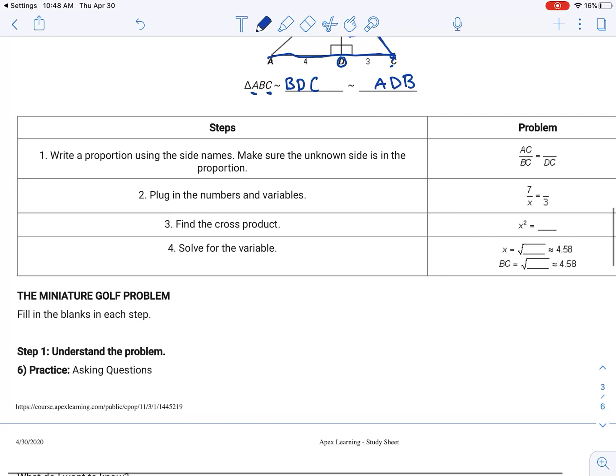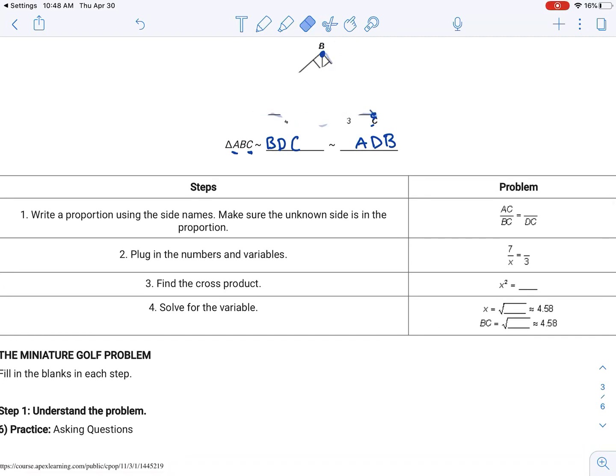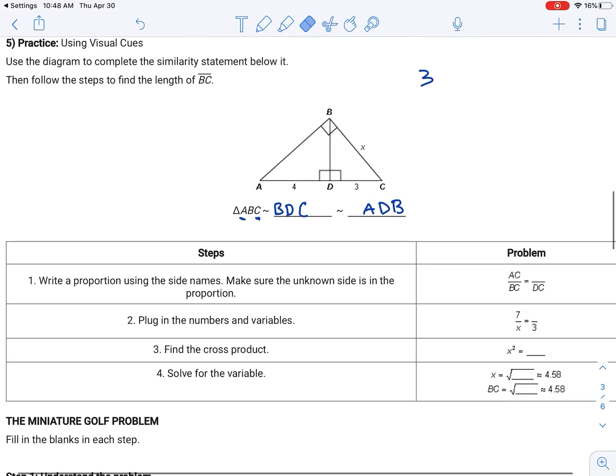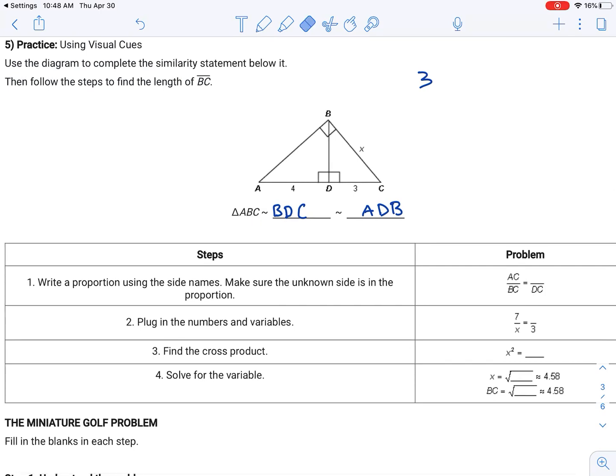Okay, write proportion statements using the side names. Make sure the unknown side is in the proportion. When I do these, they can be super confusing, guys. So I just check to make sure that everything looks good. Here's how I check: each triangle has a really short leg, right? Let's make sure that all the short legs line up.